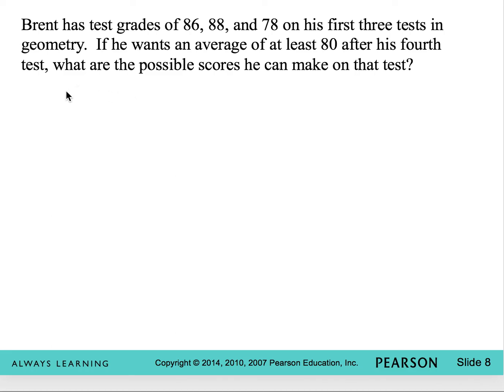Well, first we got to figure out how to do an average. And an average means add them all up. And he's going to have another test, but we don't know what it is. And divide by how many there are. 1, 2, 3, 4. That's what his average is, right? You add up all your test scores and you divide by how many there are. And that gives you your test average.